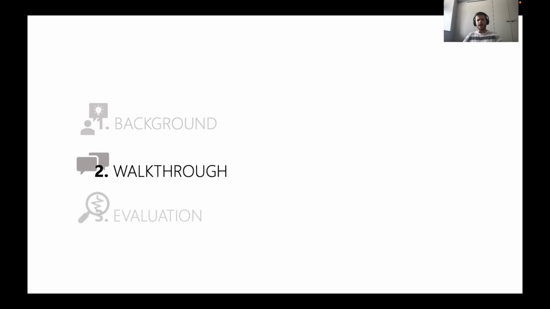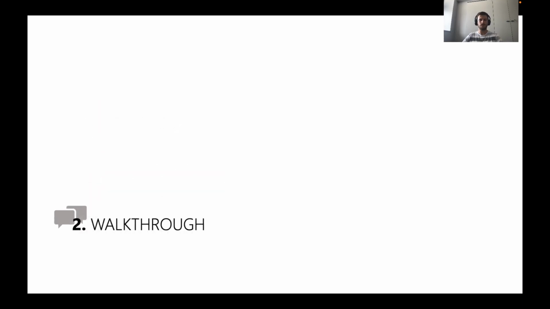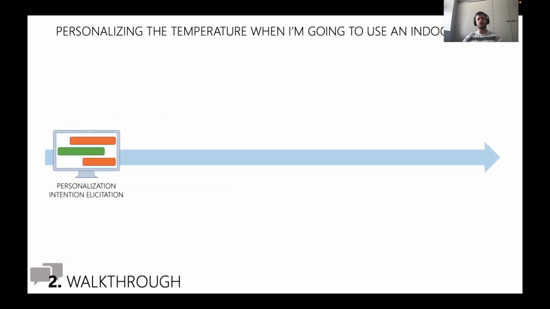So given an abstract personalization intention, the goal of ATAP is to first identify the set of trigger action rules that can satisfy it, and second, filter this set to propose only the most promising rules to the user. To reach this goal, the system implements a multi-step procedure.